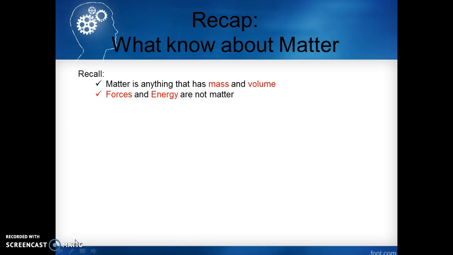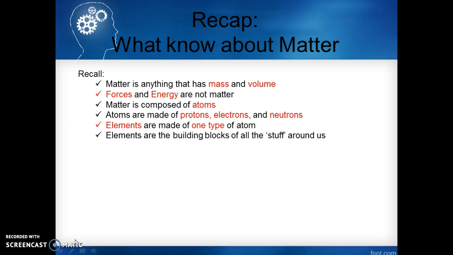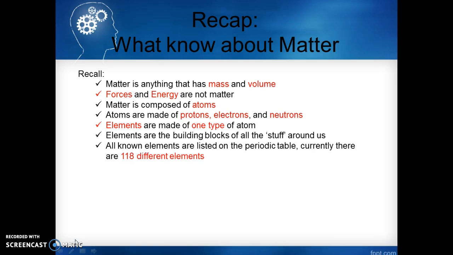Forces and energy are not matter. Matter is composed of atoms. Atoms are made of protons, electrons, and neutrons. Elements are made of one type of atom. Elements are the building blocks of all the stuff around us.